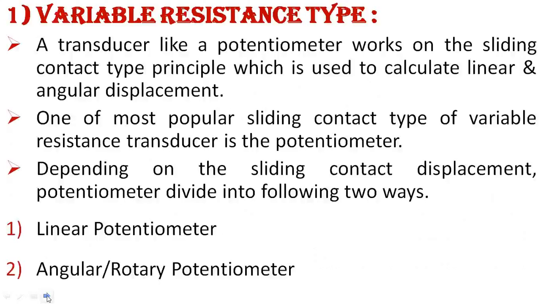This type of transducer is like a potentiometer. It works on the sliding contact principle, which is used to calculate linear and angular displacement. One of the most popular sliding contact type variable resistance transducers is the potentiometer. We have already said about that. Depending on the sliding contact displacement, potentiometers are divided into the following two types. The first one is the linear potentiometer, that is called the translational potentiometer. The second one is the angular or rotary potentiometer.